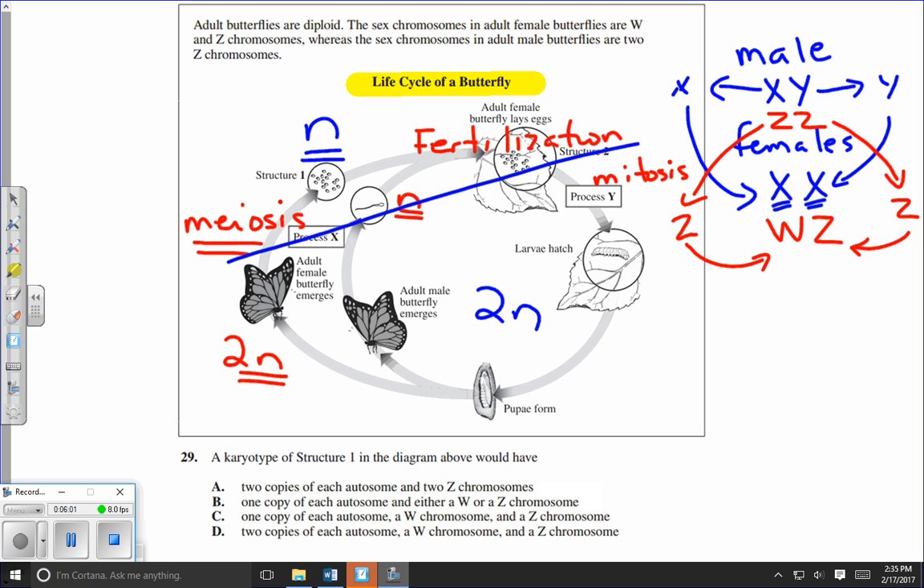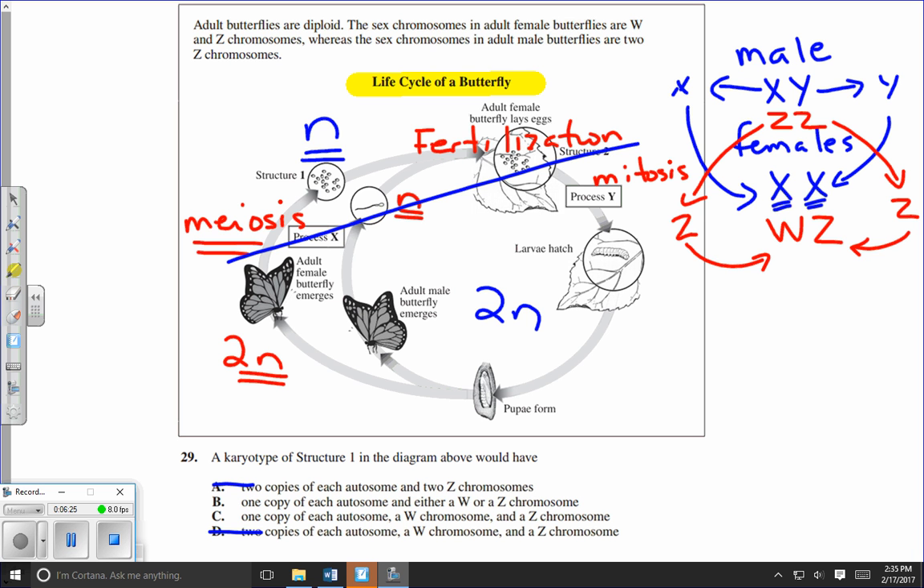Structure 1 is clearly haploid, clearly on the N side of this diagram. So when we're asked about a karyotype of structure 1, it's only going to have one copy of each chromosome. So we can eliminate answers A and D. So we definitely have one copy. Now, we want one copy of each autosome. That means non-gender determining chromosome, or not a sex chromosome.